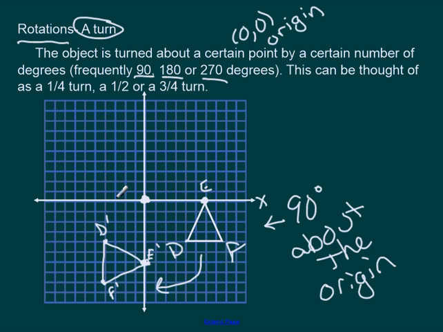Just the same way, you could take and turn it 180 degrees, which would end up looking like this. That would be like a half turn. Or you could take it 270 degrees, which would look something like this. And you'd have a shape right there. So these are all different rotations of the object about the origin. We're going to work on rotations a lot because that's probably the trickiest one for most of you guys.